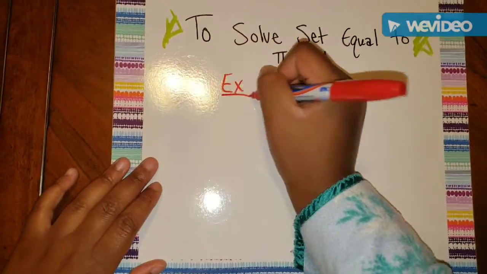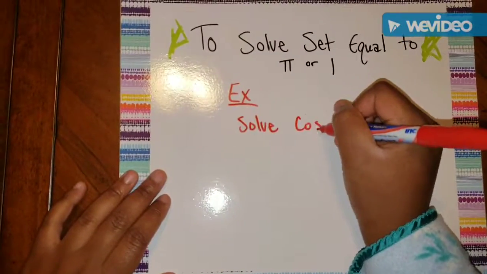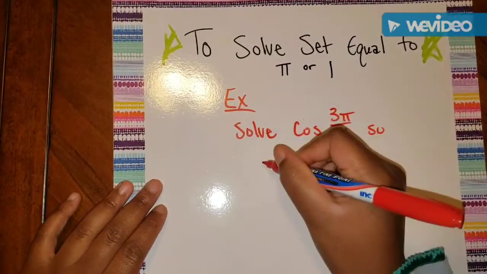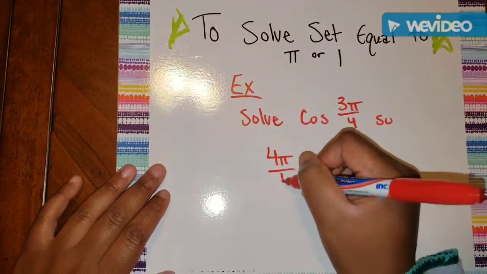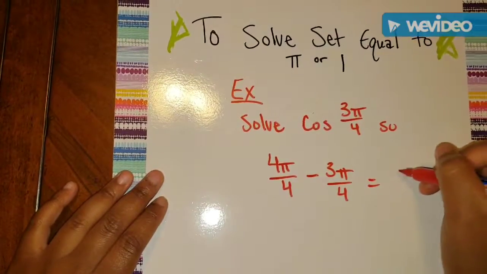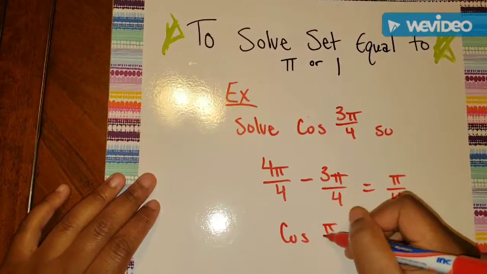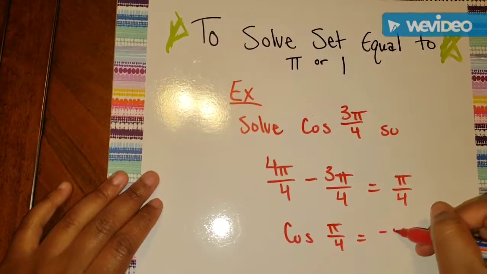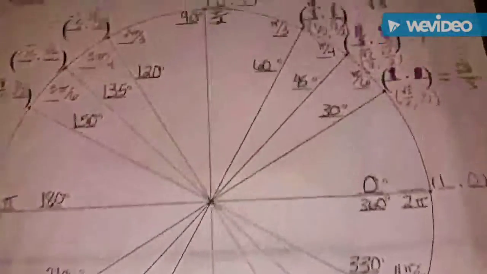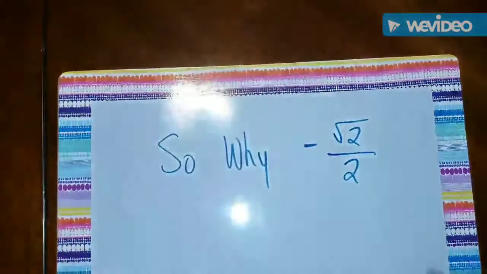Now let's try an example with cosine. So let's say we have cosine 3 pi over 4. Again, use that denominator as your guide. So 4 pi over 4 minus 3 pi over 4 gives us cosine pi over 4, which we get radical 2 over 2. So let's check that on the unit circle. And we see that it's actually negative radical 2 over 2.